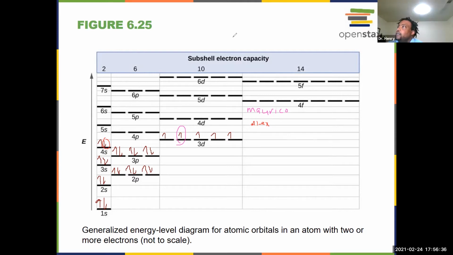And Matt, I'm having a little trouble. I want you to give me the quantum number for this guy. Okay, so you can't write on the screen, I'll write for you.